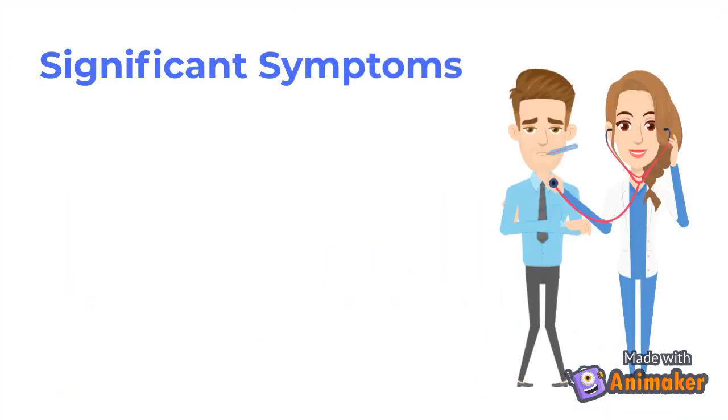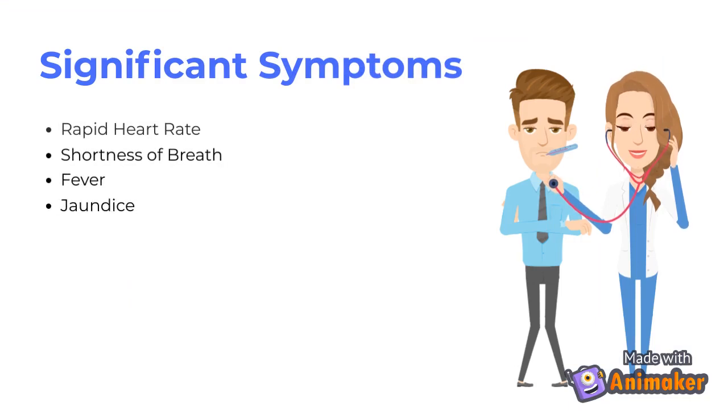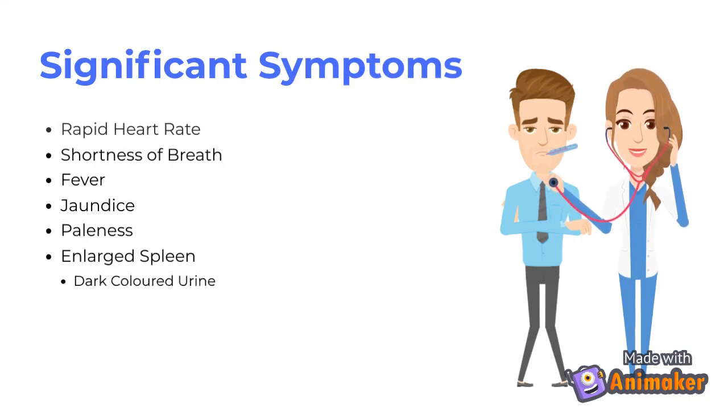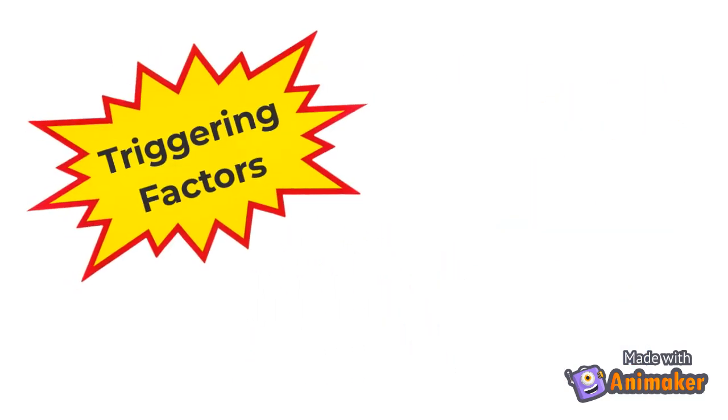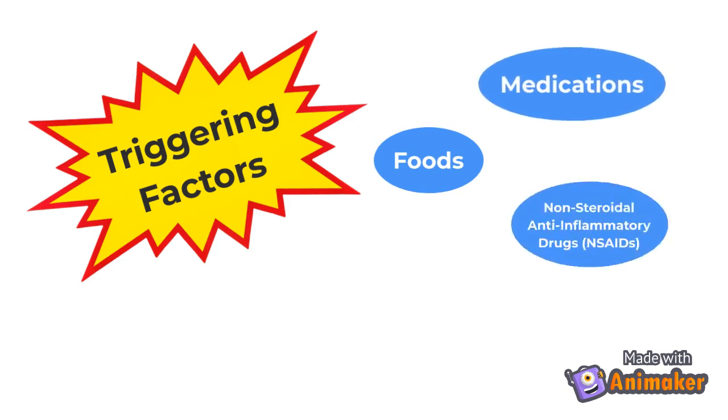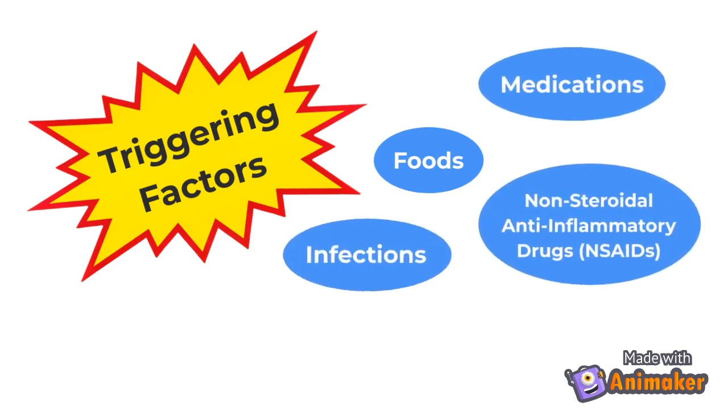The most significant symptoms include rapid heart rate, shortness of breath, fever, jaundice, paleness, enlarged spleen, and dark-colored urine. The development of symptoms requires the specific interaction of an alteration in the G6PD gene in combination with a specific environmental factor. The symptoms are normally shown in newborns, but there are some who will develop symptoms only when they are exposed to certain foods, medications such as non-steroidal anti-inflammatory drugs, or infections that cause red blood cells to be destroyed prematurely. This will ultimately lead to hemolytic crisis.